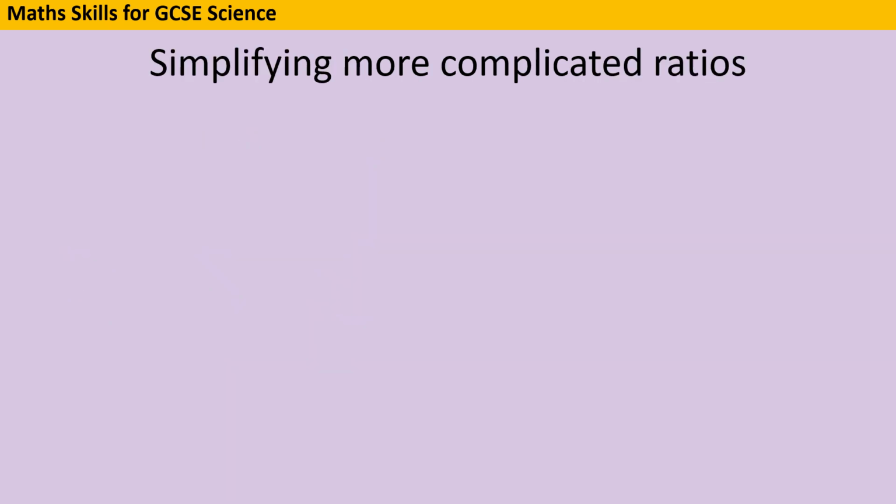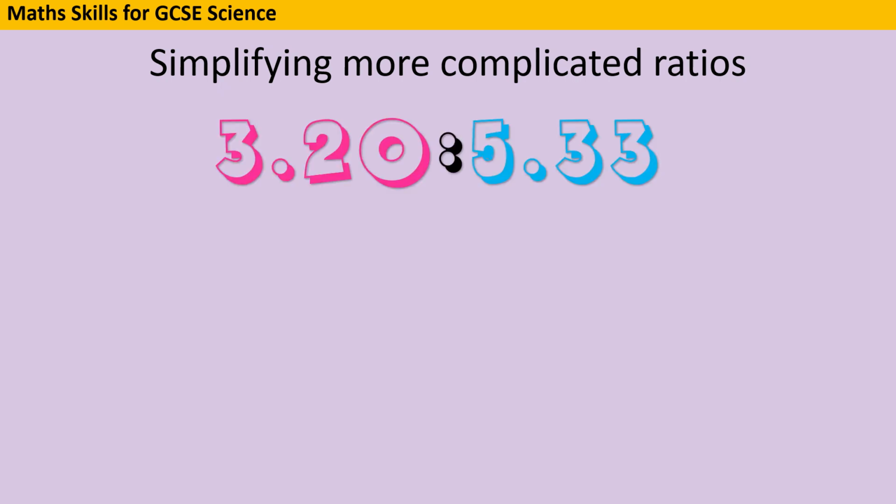Now, those questions you could probably do without even touching your calculator, particularly if your mental maths is good and you know your times tables. But sometimes, particularly in the chemistry exams, if we start thinking about empirical formulae, we may get much more complicated ratios that we need to simplify. Something like this, 3.2 to 5.33. Now, you're not going to be able to look at those numbers and identify a common factor.